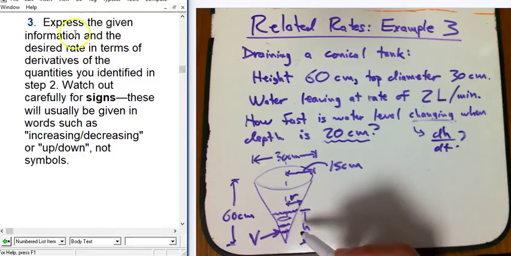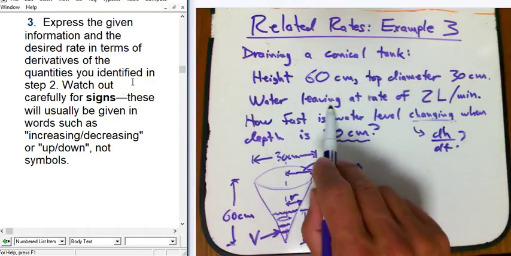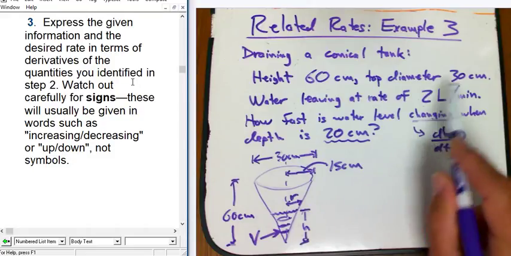Okay, so express the given information and desired rate in terms of derivatives of the quantities you identified as step 2. Okay, so water leaving at a rate of, okay, liters is a volume measurement.